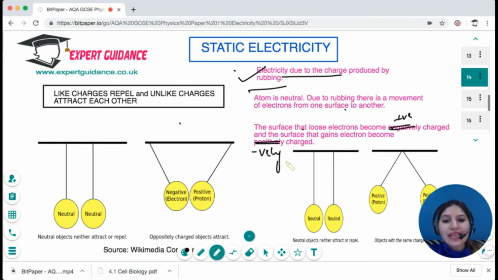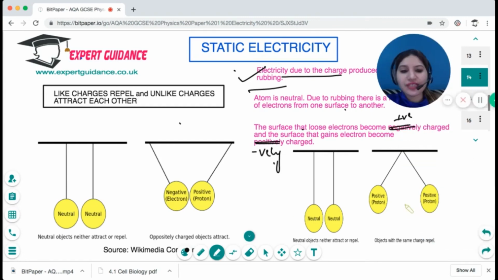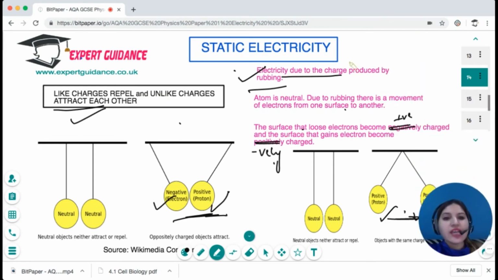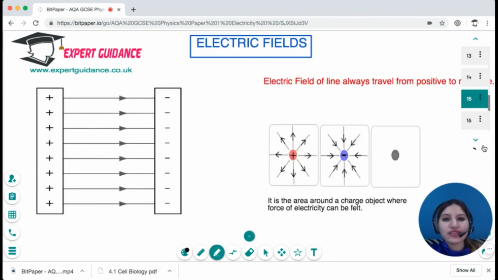Okay, and there's an electrostatic repulsion if both charges are the same, and there's an attraction if the charges are different. So you can see here, these are two positives. They are repelling each other, and if there's a negative and a positive, they are attracting each other. So like charges repel and unlike charges attract each other. Okay, so I hope you know how static electricity is produced.